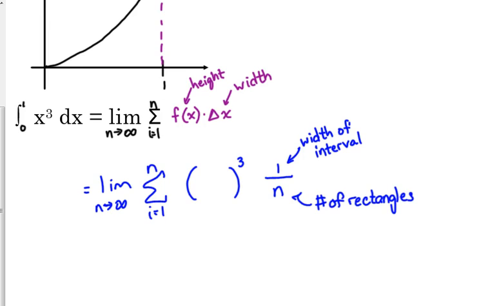Because that's going to give us our f of x. F of x is x cubed, so parentheses cubed. We've got to figure out a way to represent x using i's and n's. And we've got to represent x using i's and n's.